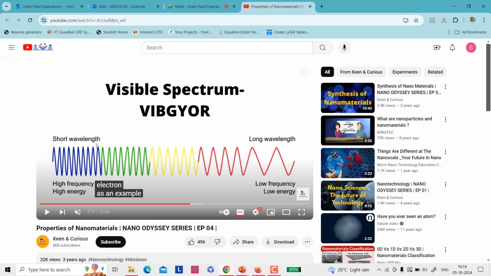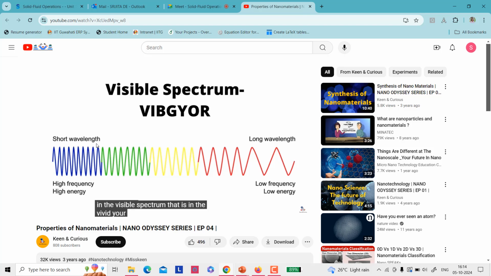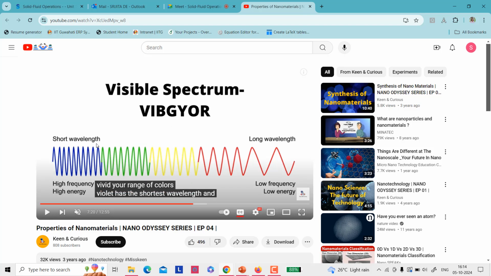So let us think back to our gold solution. In the visible spectrum, that is in the VIBGYOR range of colors, violet has the shortest wavelength and red has the longest wavelength, right? If you look at the equation on the screen, you will observe that wavelength and energy of the photon are inversely related. Therefore, a photon of the violet color will have the highest energy and a photon of the red color will have the lowest energy, right?